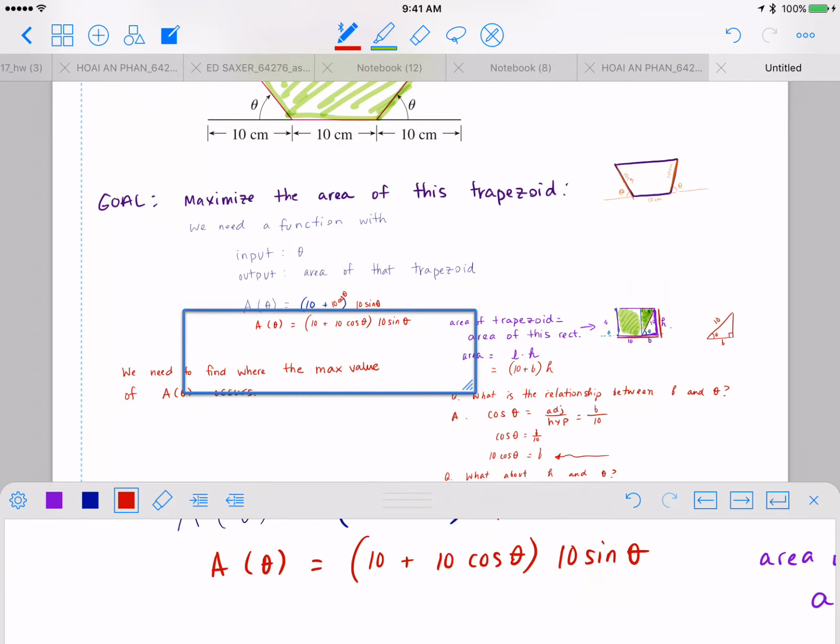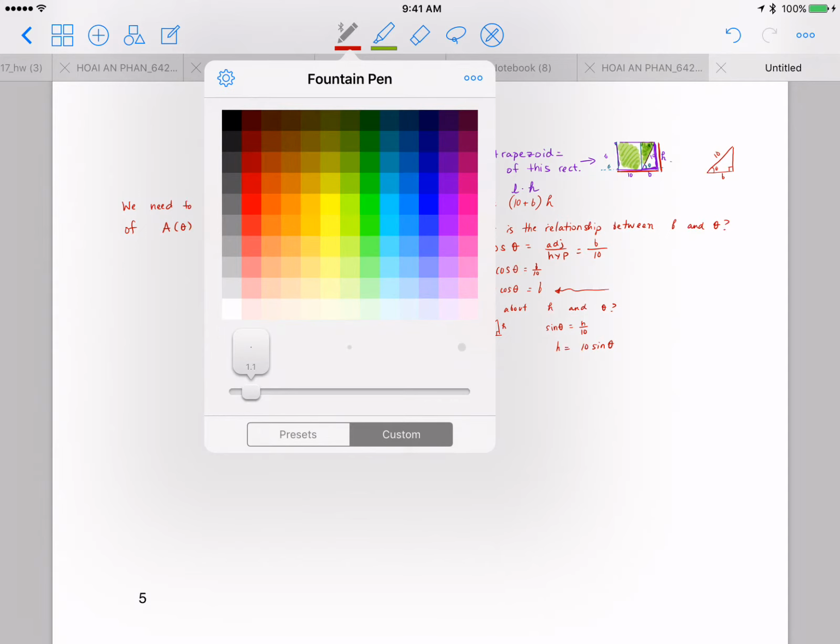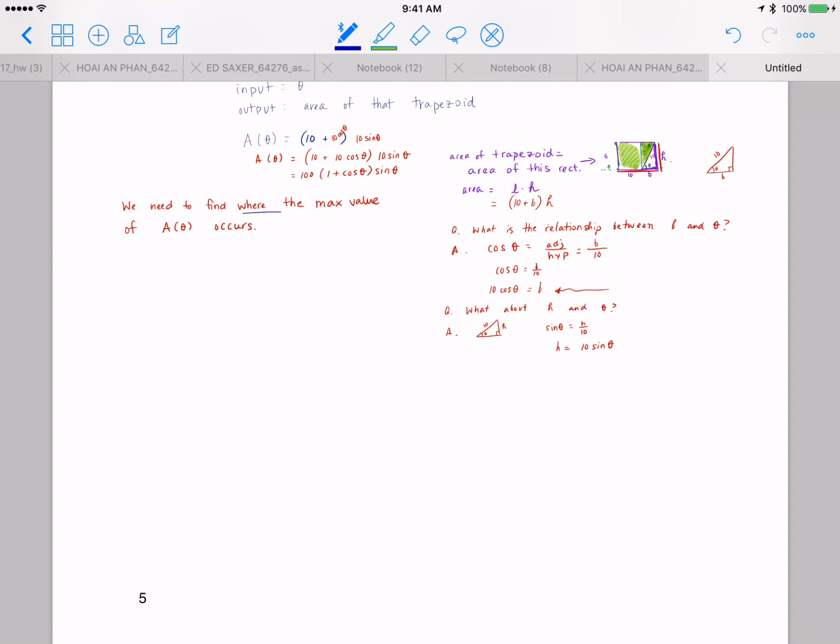Okay, and we know A of theta is 10 plus 10 cosine theta times 10 sine theta. And actually, I can factor out 10 and get 100 times 1 plus cosine theta times sine theta. This is the formula that I'm going to use for my A of theta. I'm going to change to a different color here now. So in order to find where the max value of A of theta occurs, I need to investigate the derivative of A. So let's look at A prime of theta. We're going to see what critical points A has, and then determine which critical point corresponds to an absolute max. And that will tell us the theta that we need to use to get the maximum area.